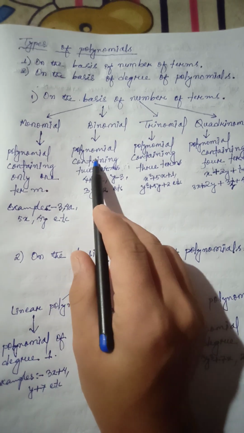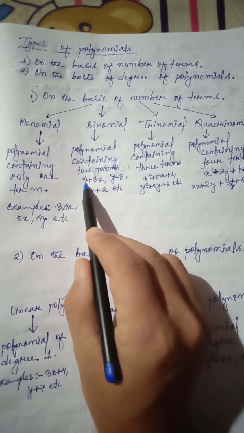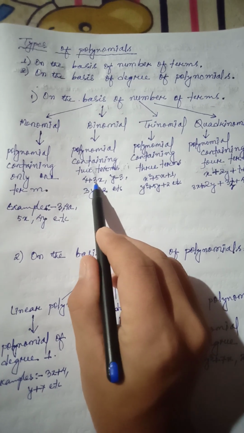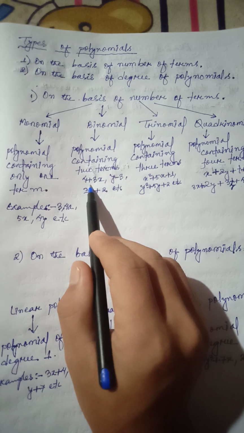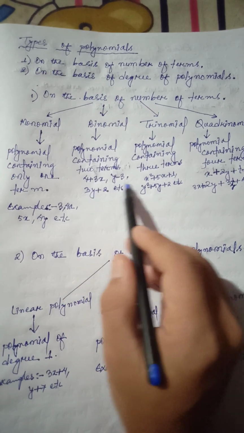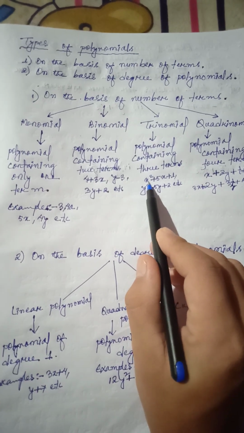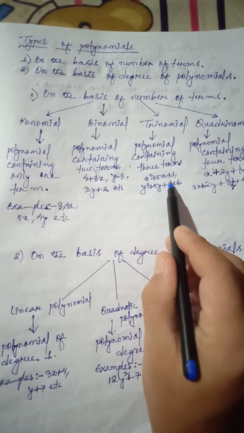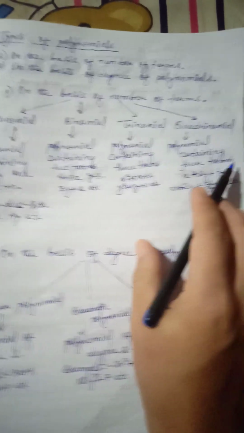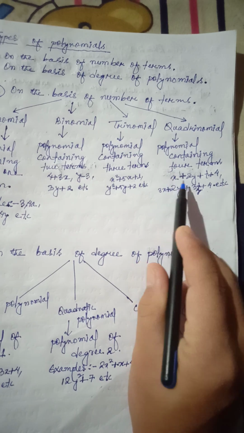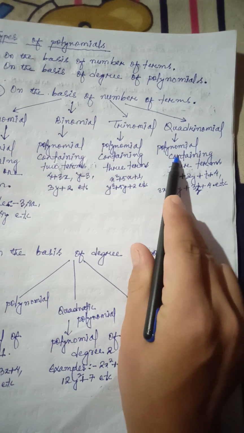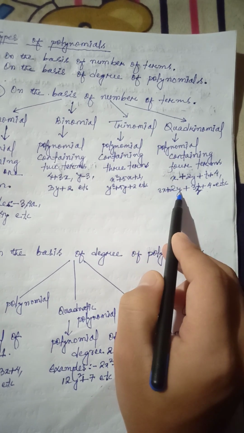monomial. And if it has two terms, that is one term and this is another term, that means two terms are there. If two terms are there in a polynomial, then we call that polynomial as binomial. Okay. And if the polynomial has three terms, that is 1, 2, 3, then we call this polynomial as trinomial. And if the polynomial has four terms, that is 1, 2, 3, 4, then we call it as quadrinomial. Okay.